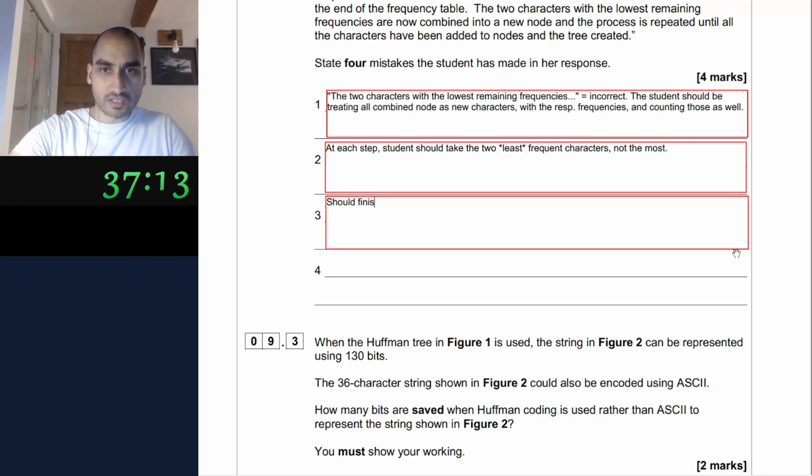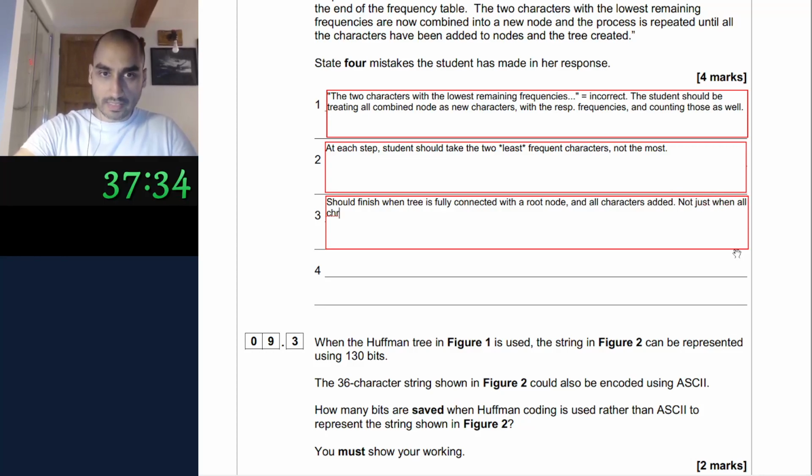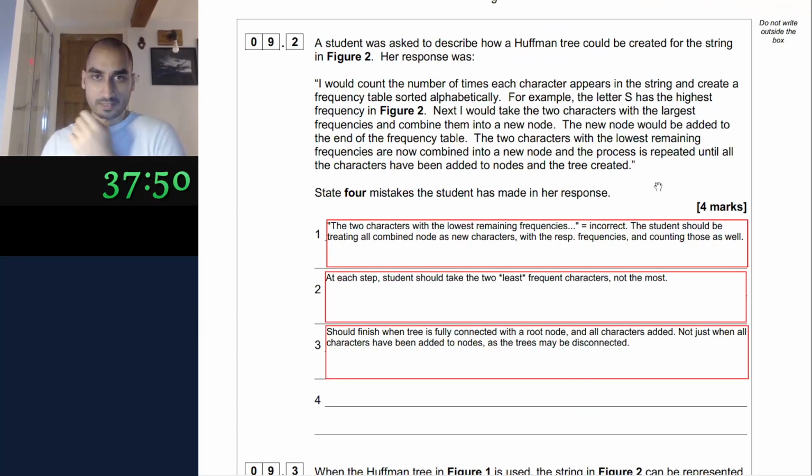Should finish when the tree is fully connected with a root node and all characters added, not just when all characters have been added to nodes, as the trees may be disconnected. All right, one more mistake. I'm wasting time here.